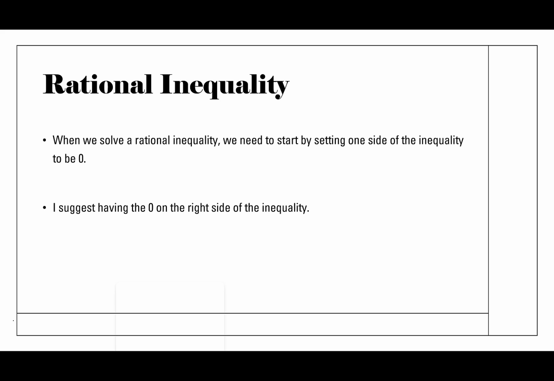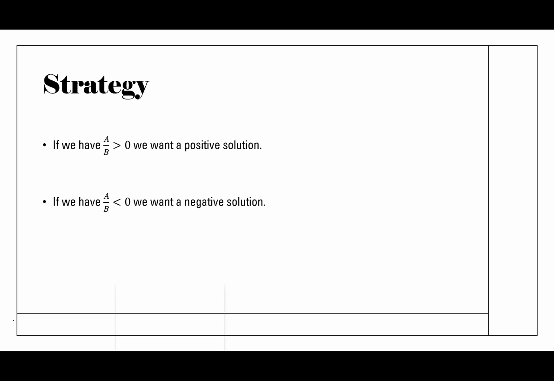I think it's best if you do that on the right because we read left to right, so you want to say something is greater than or equal to 0 or something is less than or equal to 0. So our strategy is that if we have a over b is greater than 0, then we know we want a positive solution. If we have a over b is less than 0, we want to have a negative solution. I will talk about what happens if it's greater than or equal to, less than or equal to.